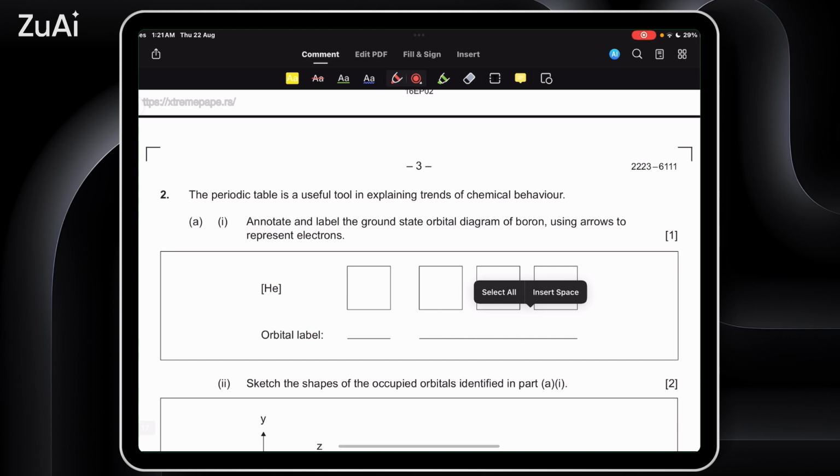Annotate and label the ground state of boron. So boron has a total of 5 electrons, 1s2, 2s2, 2p1. 1s2 is for helium, so we have to write 2s there, and then 2p. For 2s, we have to put 2 electrons there and 2p for 1.